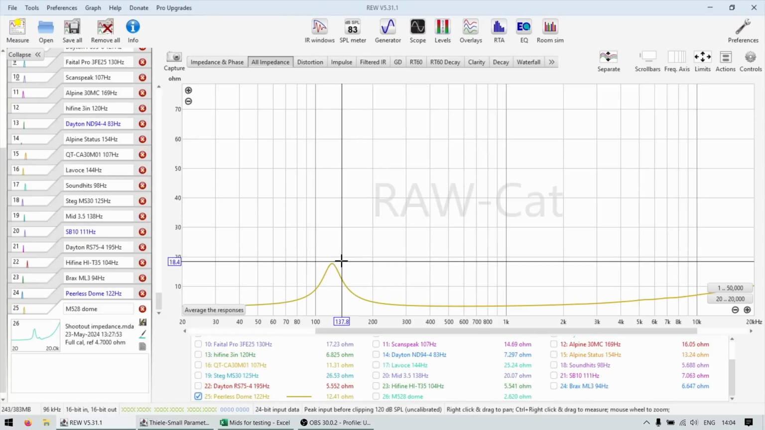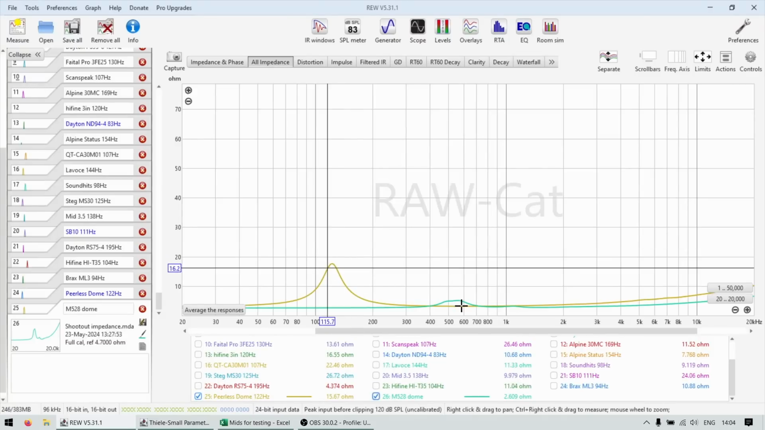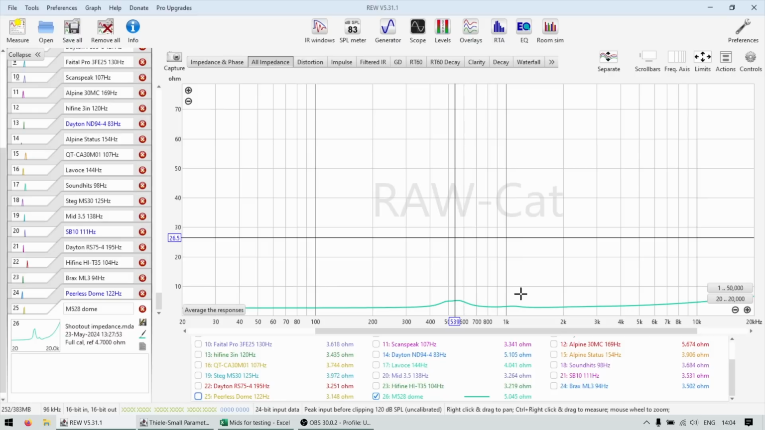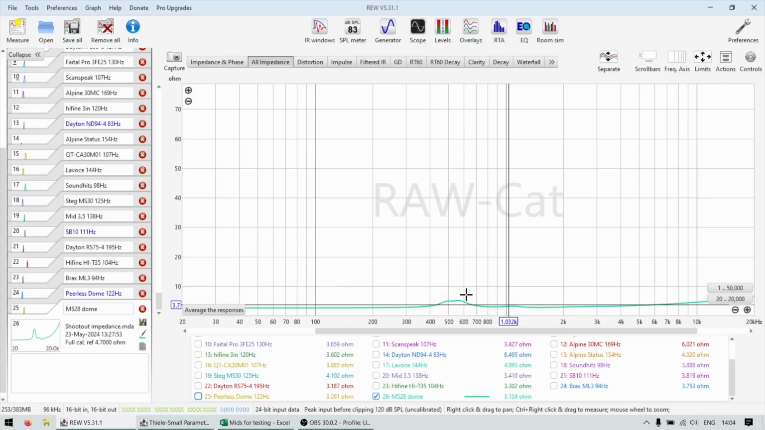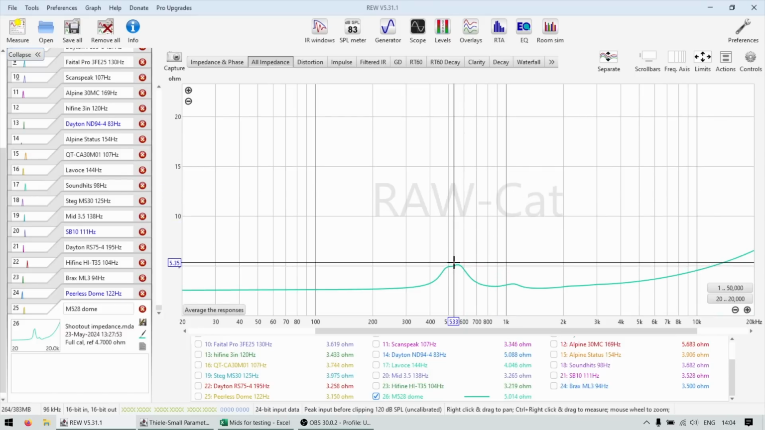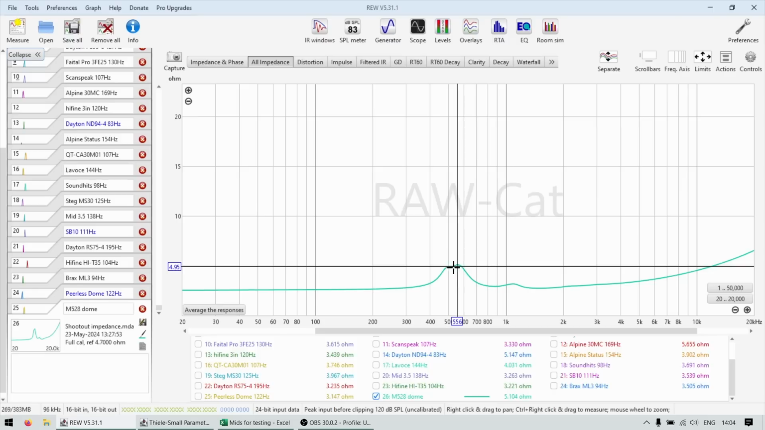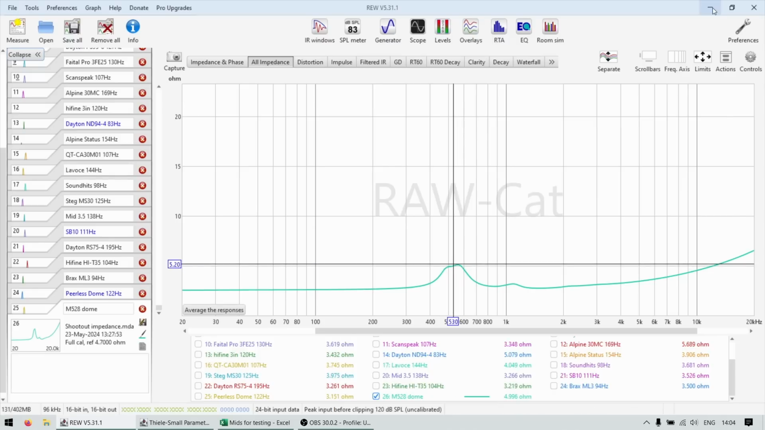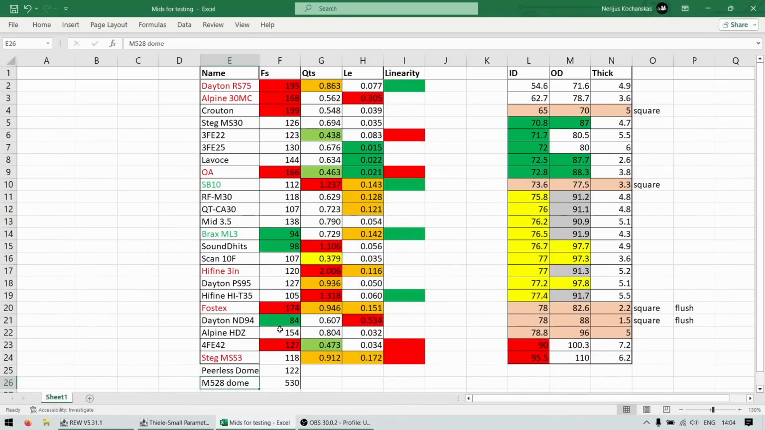This is the Peerless Dome, and this is the Chinese. So it has a very weird impedance graph with two peaks. I don't know why. Maybe something bad with it, but yeah, it is what it is. So this is a typical high FS for a dome driver. Now these are the red ones. The green ones that I pointed out are the ones that have very low FS.